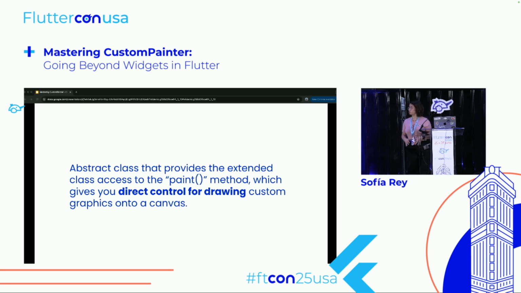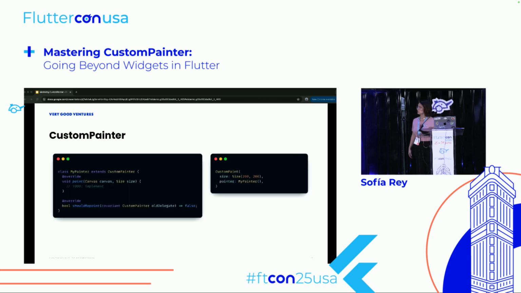This is what I mentioned. The code you write in the paint method will then be used in the rendering phase, in the painting phase, directly on the rendered object tree. So you have control over what is being painted onto the screen. You'll probably understand this better if you see an example.